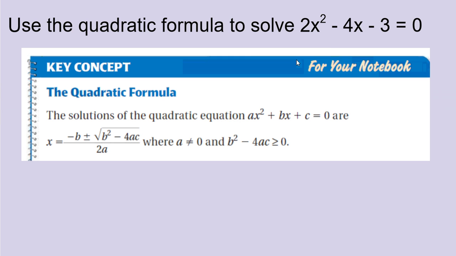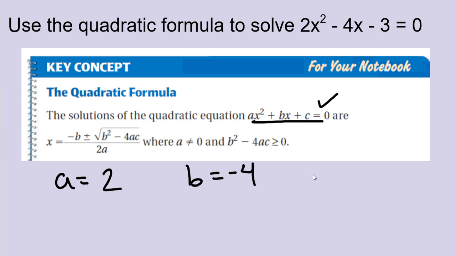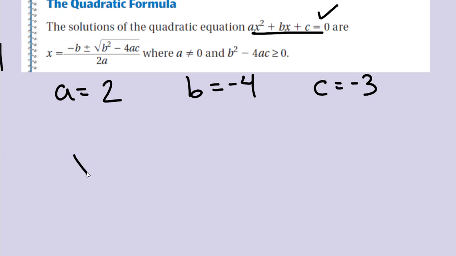Let's first write down what a, b, and c are. Well, first I need to check it equals 0. So, right, it has to equal 0. That's a check. Let's write down what a, b, and c are. A is equal to 2, b is equal to negative 4, and c is equal to negative 3. Then I'm going to write down what the quadratic formula is, and then I just plug in and simplify.